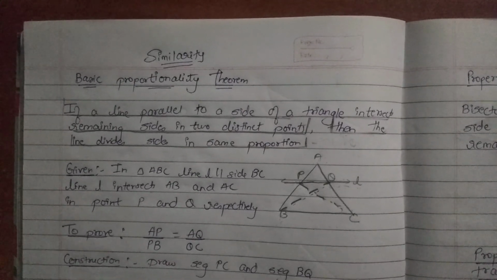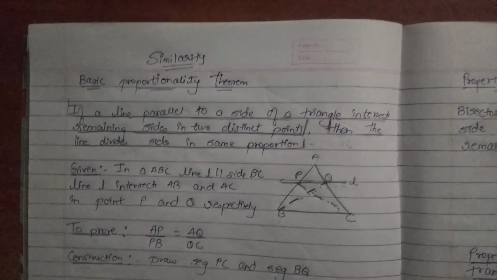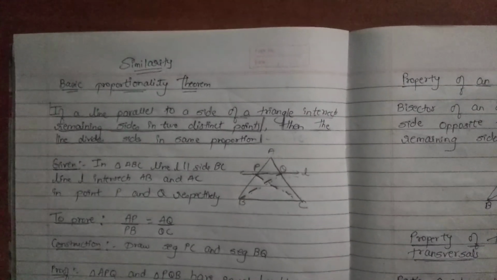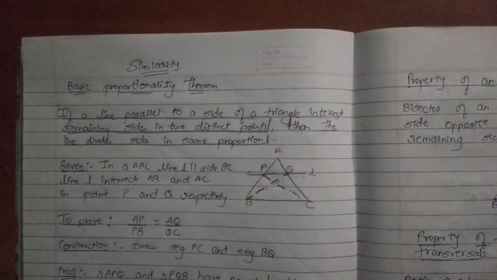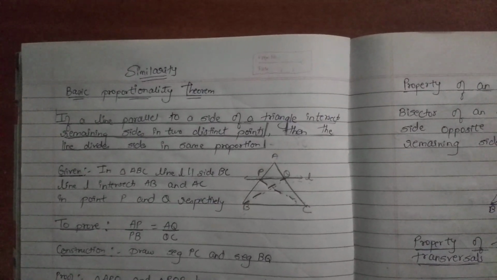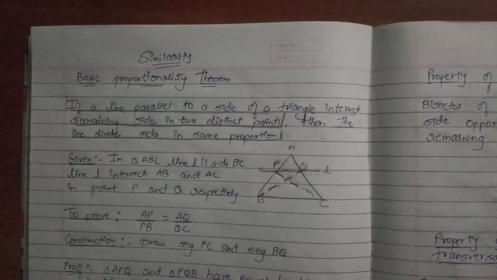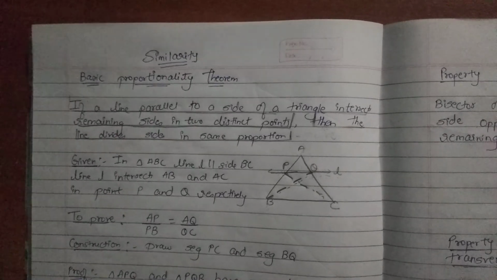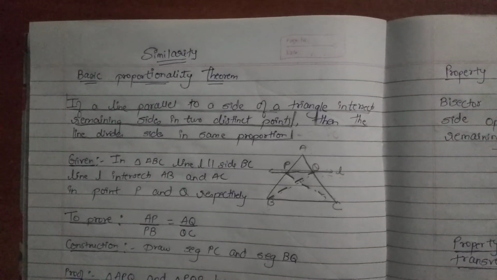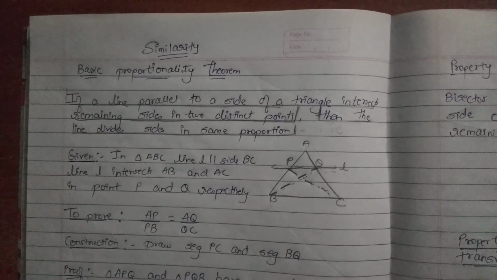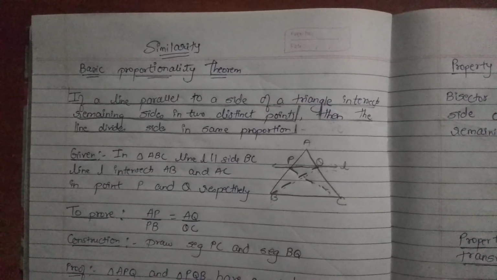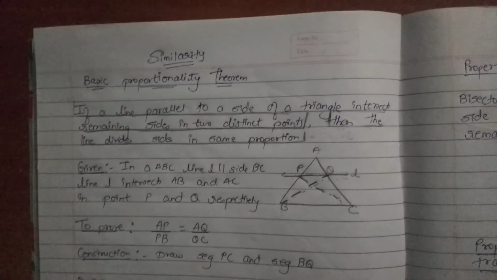But before I proceed, this exercise is based on three theorems. One is the basic proportionality theorem, the second is the property of an angle bisector of a triangle, and the third is the property of three parallel lines and their transversal. So step by step we will learn it. So what is the first one?